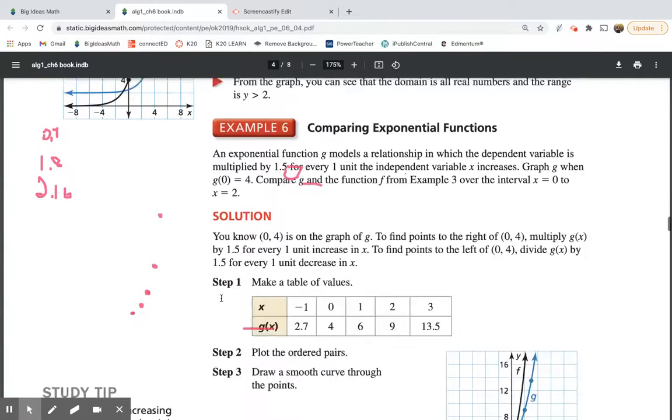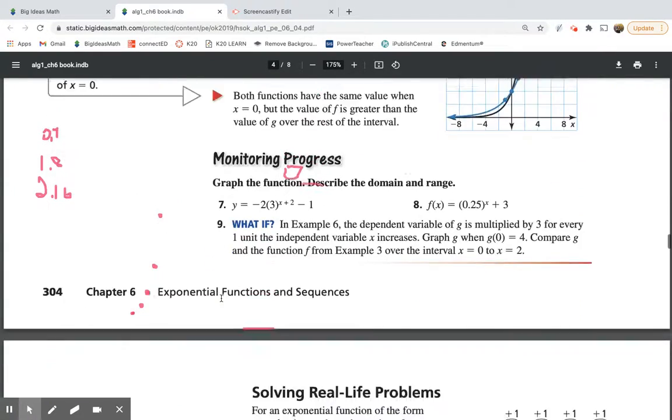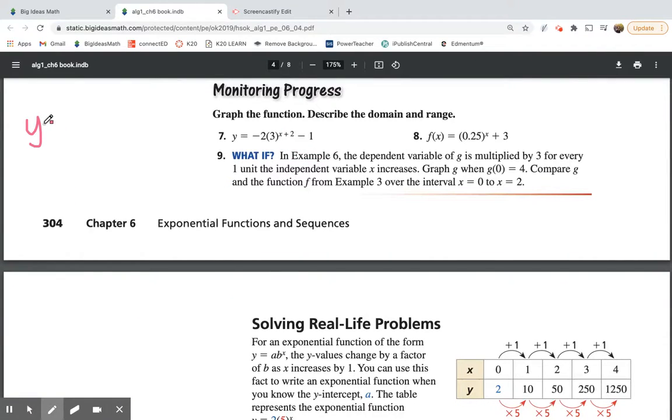Okay, so we're going to try one of those because I know this takes time. We're going to try the problem that I wrote, because there's a video for it, instead of number 7. So 3 times 2 to the x minus 1 power minus 3. You're going to graph that function and then describe the domain and range. So pause the video, try that, and then we'll go over it.